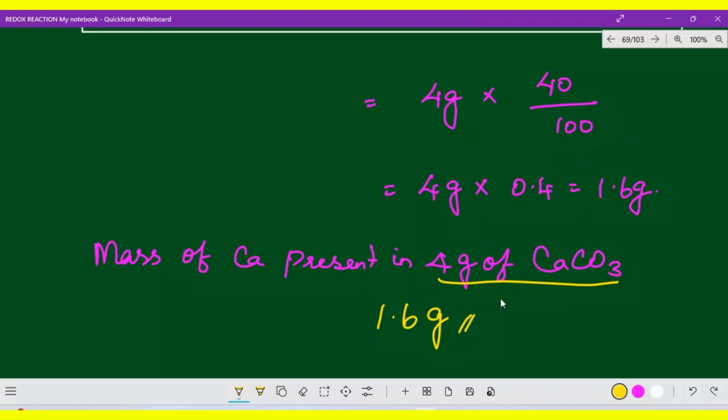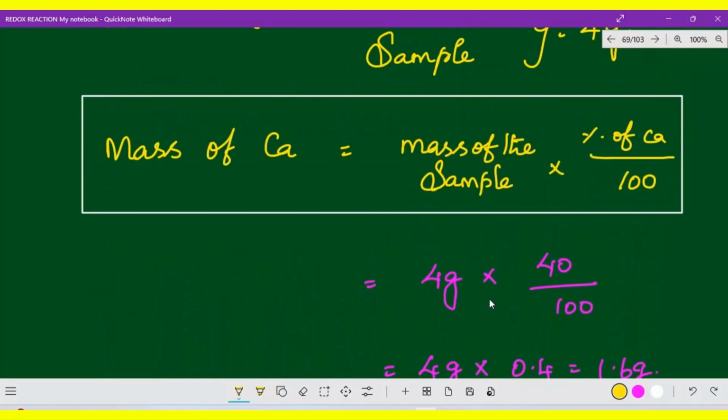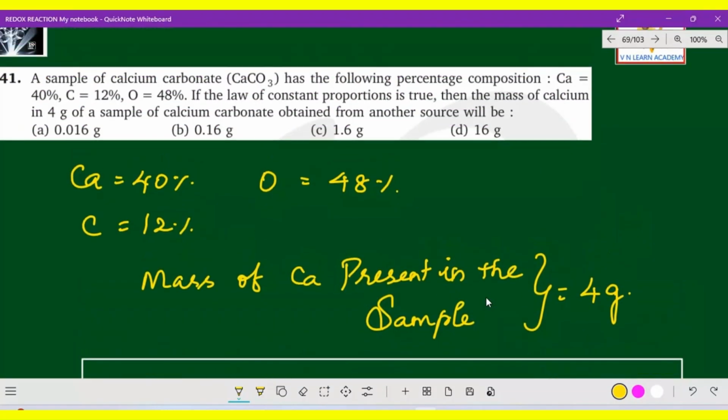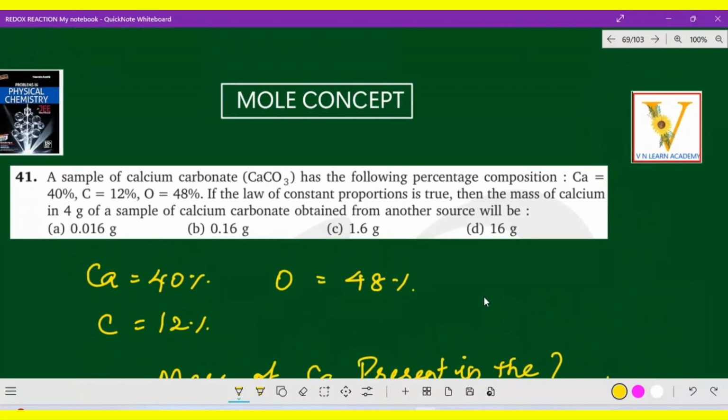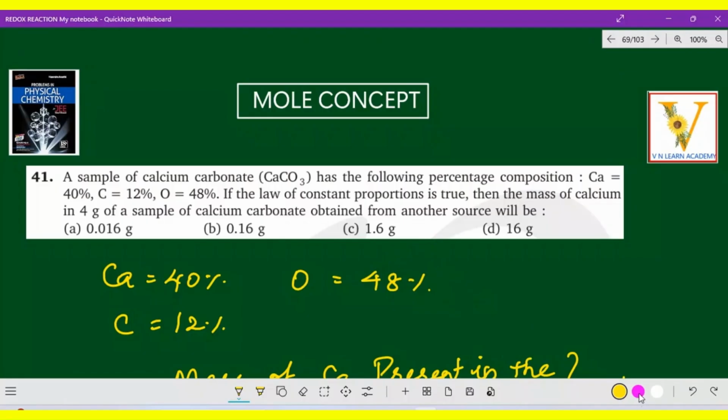I hope you got that idea. Now, which is the correct option? You know how to deal with this sum, right? So 1.6 gram is what we got, and 1.6 is the correct option. Option C is the correct option. I hope you got the clarity. Come on, let's go to the next question.